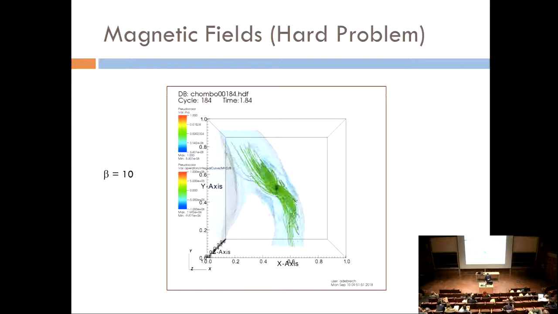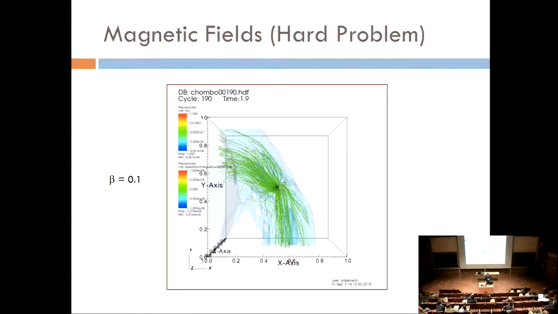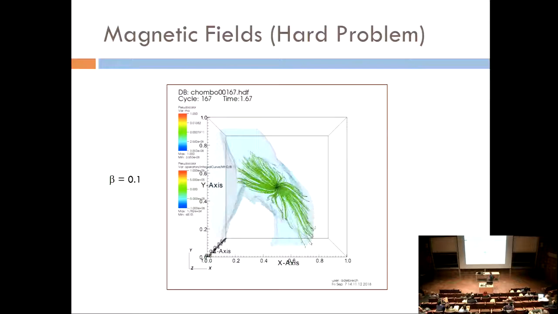Here is the strong field case. So this is beta of 10, where the field is relatively weak, and you see it stretched out like spaghetti. Here's the beta of 0.1, and it still gets stretched out like spaghetti, but in a different way. And what you also see here is that you can get a fairly high reduction, by a factor of almost 10 in some of these simulations, of the mass loss rate. The field really constrains where the mass loss occurs.